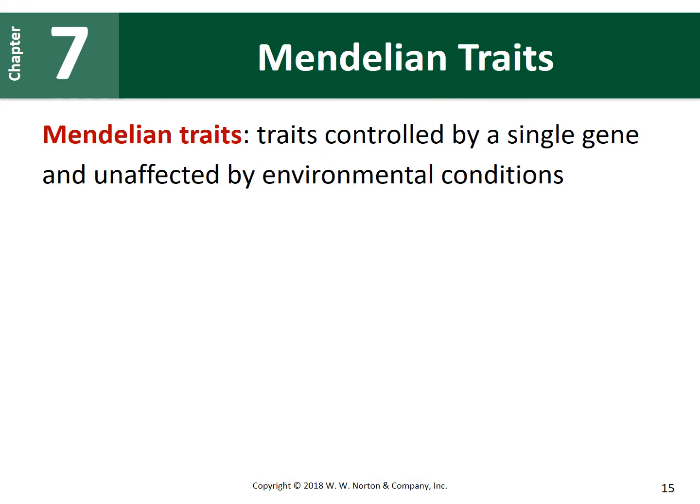So these traits are referred to as Mendelian traits. These are traits that are controlled by a single gene and they're unaffected by environmental conditions. So these are traits that are pretty straightforward. Mendel was very lucky that he picked pea plants because there's a lot of traits in pea plants that are controlled by a single gene, and the type of soil or the other environmental conditions do not change the outcome.